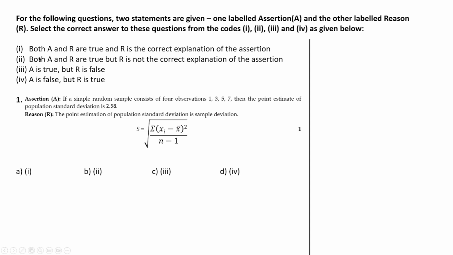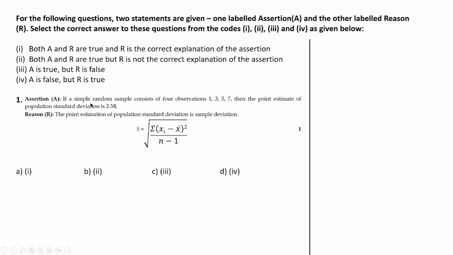So we have to use the first code when both A and R are true and R is the correct explanation of the assertion. We use the second code when both A and R are true but R is not the correct explanation of the assertion. Then the next code, A is true but R is false. Then we use code 4 when A is false but R is true. So here we have the questions. Most of the questions I have taken from Oswald's sample papers. The first question, assertion A.